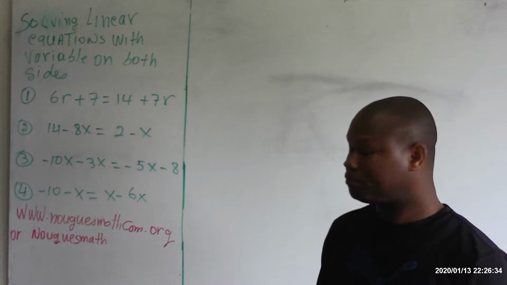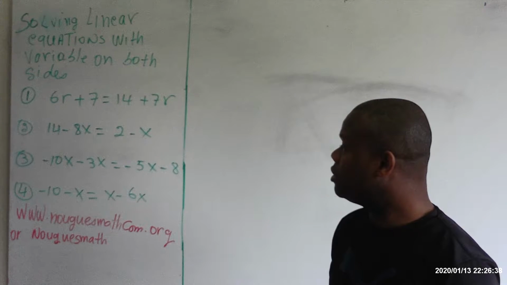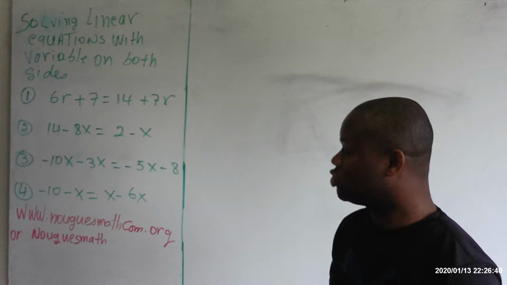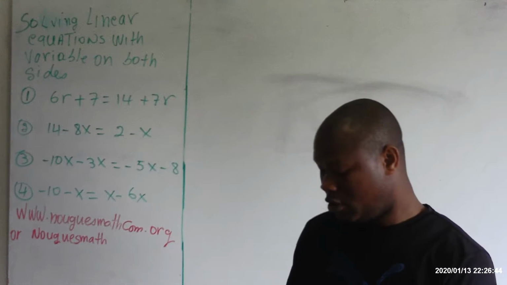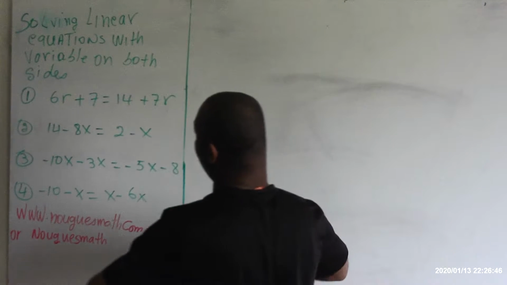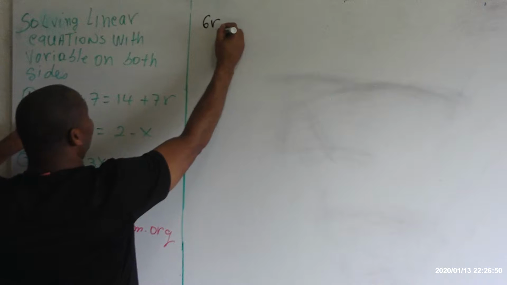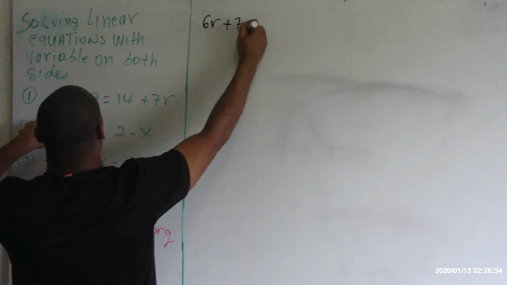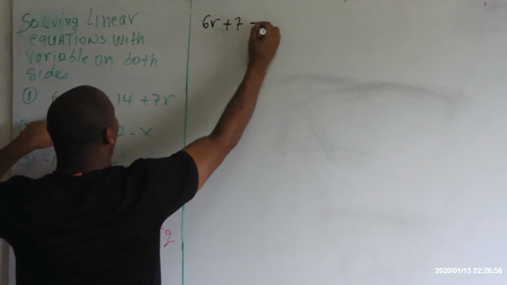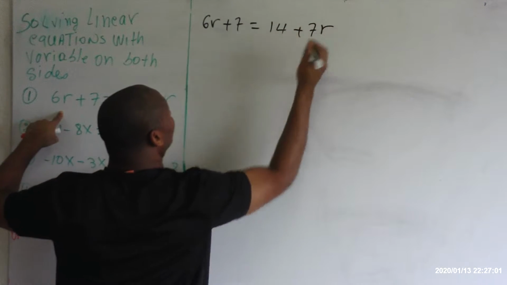on both sides. So let's start with the first example to see how it's going to be easy when solving linear equation with variable on both sides. Alright, let's start the first example. We have 6r plus 7 equal 14 plus 7r.